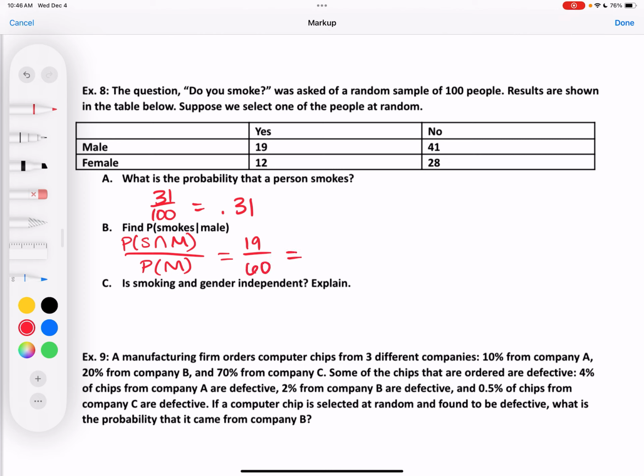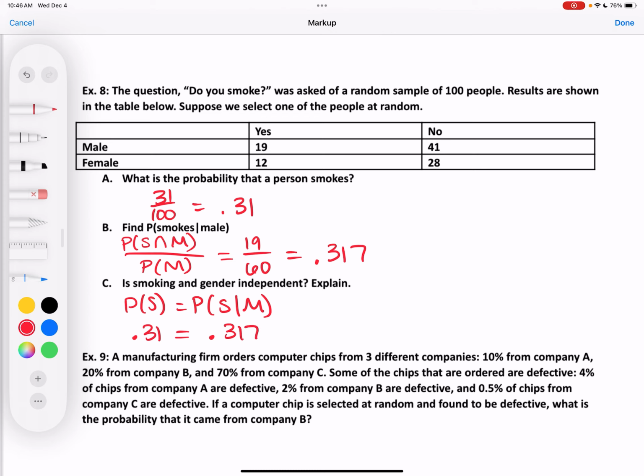So then, is smoking and gender independent? Explain. So we would use this: the probability of smoking given male would be equal to the probability that they smoke, which is 0.31, would be equal to 0.317.